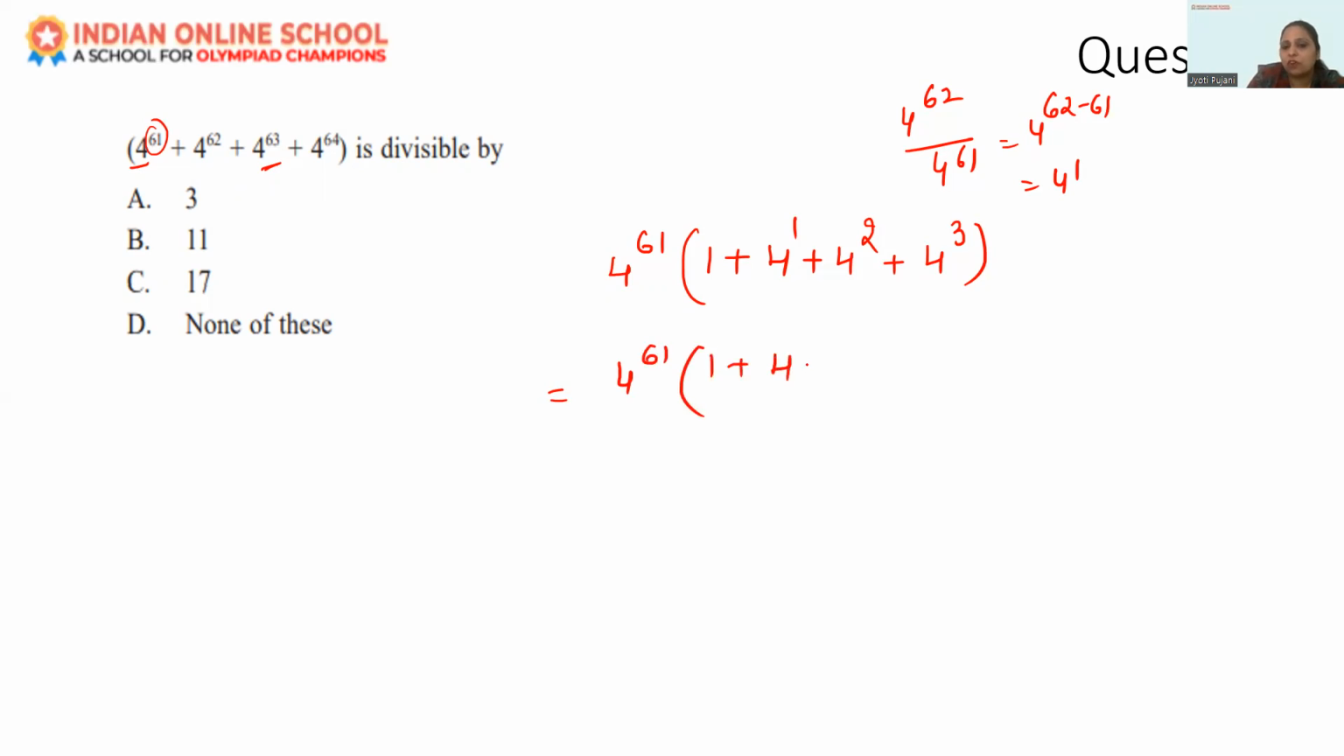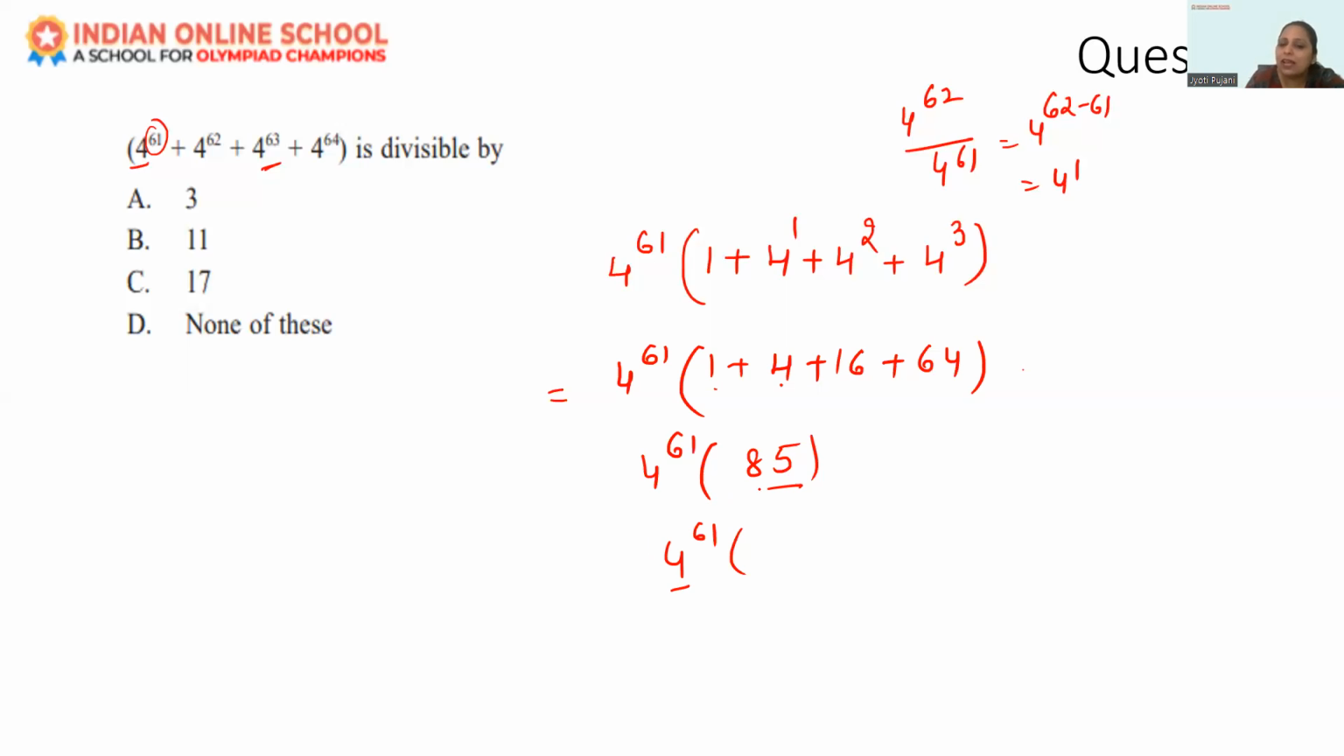1 plus 4 plus 4 square, which is 16, plus 4 cube, which is 64. 4 4s are 16, 4 16s are 64. So it is 4^61 times (1 plus 4, 5; 5 and 16 is 21; and 21 and 64 is 85). So 4^61 times 85. It will be divisible by 4 obviously because 4^61 is there, and it is divisible by 2 as well.